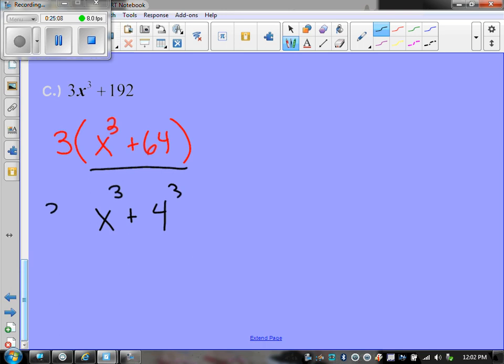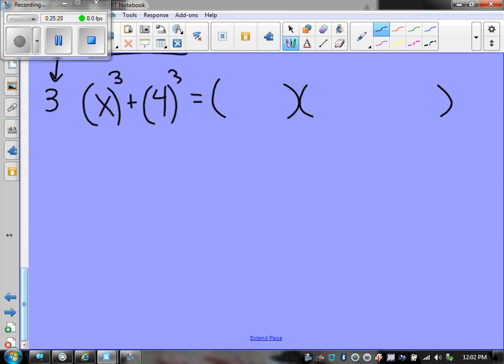Now don't forget about the 3 in here. My GCF is still there. I'm just going to leave it out front for right now. And let's just worry about doing my cubes problem. Okay? Little parenthesis, big parenthesis. You fill in your signs, and you fill in your terms, and I'll catch up with you. Fill it all in for me, please.